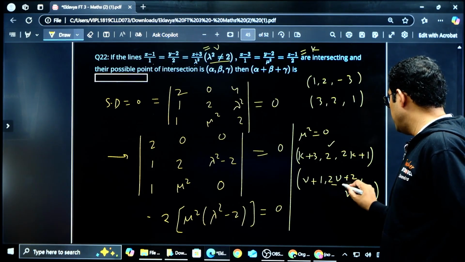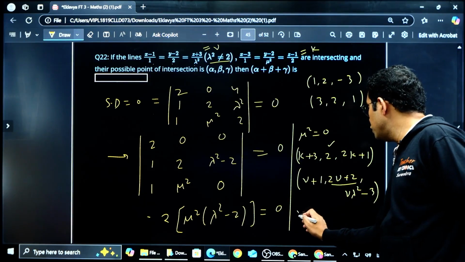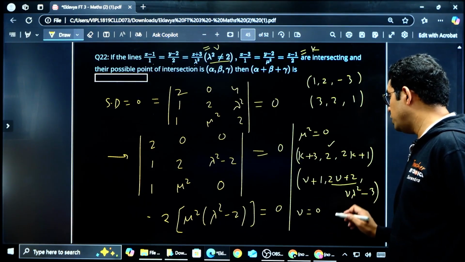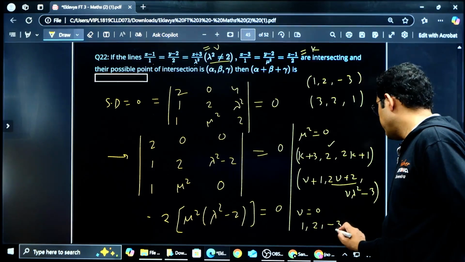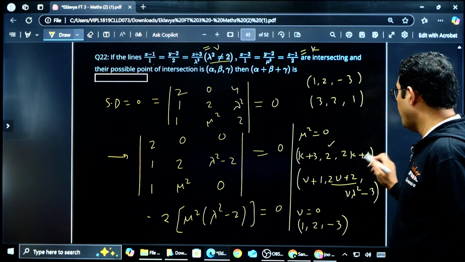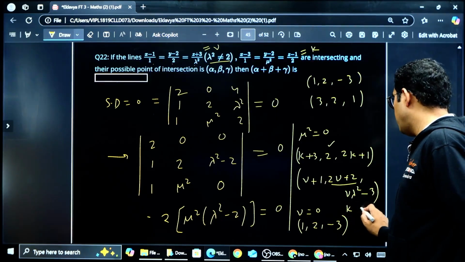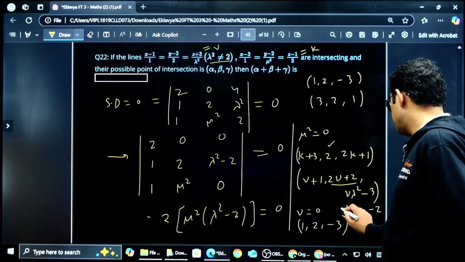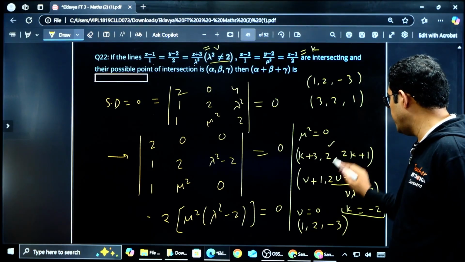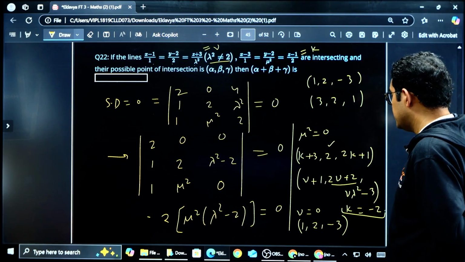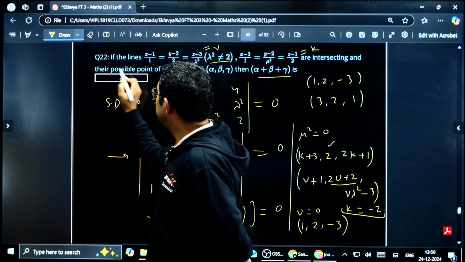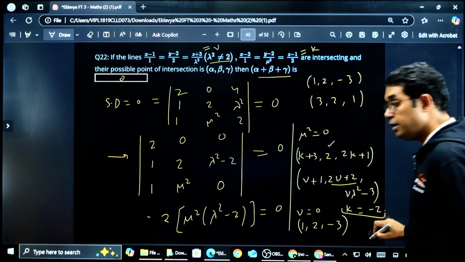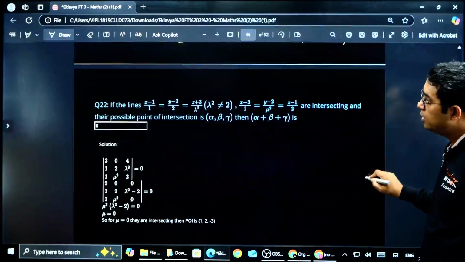Comparing their y coordinates, I think we get nu to be equal to 0, and if nu is 0, the point of intersection would be 1, 2, minus 3. In fact, this can be obtained if we take k equal to -2 also. If you put k is equal to -2, it will become 1, this will be 2, and that will be -3. So that is my point of intersection, and we are asked alpha plus beta plus gamma, it is equal to 0, because 1, 2, -3, 0.